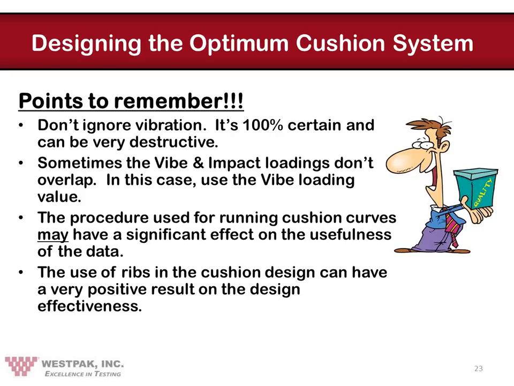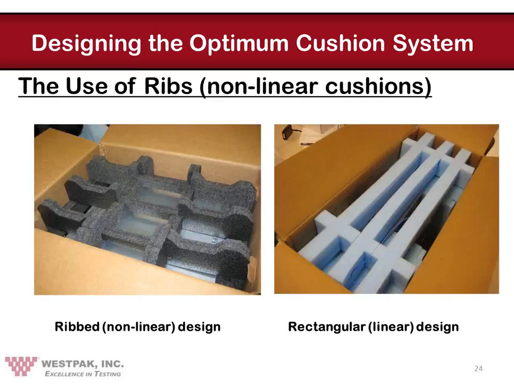Okay. So also remember that the procedure used for running cushion curves may have a significant effect on the usefulness of that data. If you look in ASTM D1596, for example, the procedure for running cushion curves, it doesn't talk anything about using the data for design purposes. It just says, here's some method of evaluating its impact characteristics. And in fact, it's really designed to compare one material to another, not really for design purposes. So again, the use of ribs in the cushion design can have a very positive result, so don't ignore those results. Okay, here's some examples of ribs.